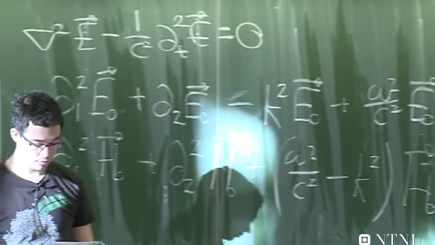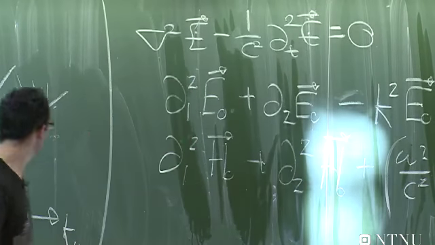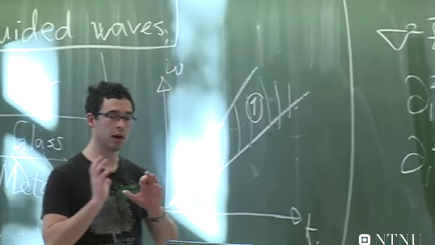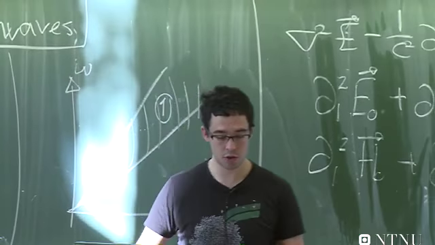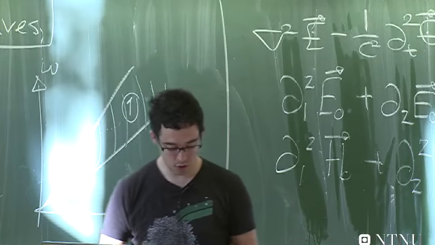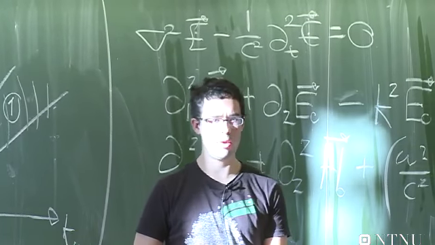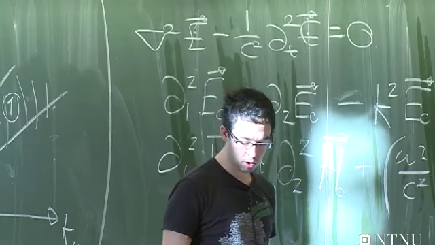Like this. And it turns out that in our geometry, where we have simply a hollow waveguide, which is just a tube basically, there can be no transverse electric and magnetic. There can be no TEM waves. And the proof goes as follows.